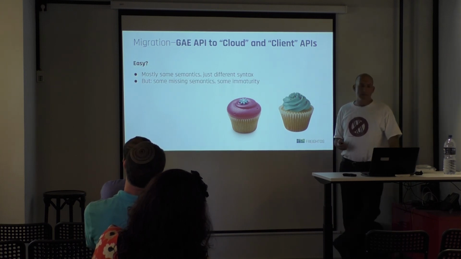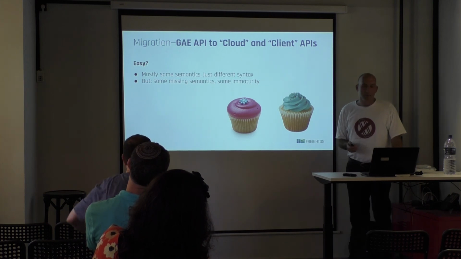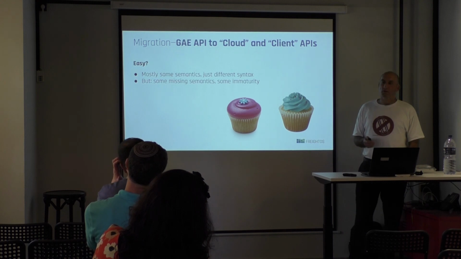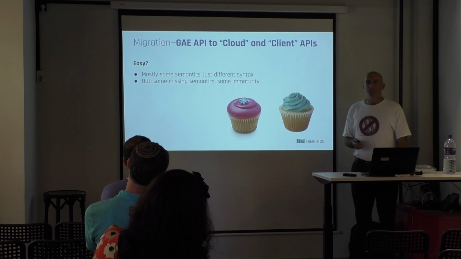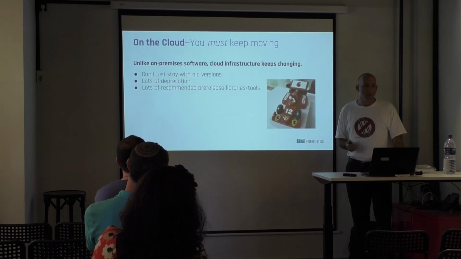Mostly, the new APIs have the same semantics, just a different syntax. So they do all the same things. If you're going to query an object from the data store, it's just the same behavior. Some semantics are missing. For example, if you want to count the entities, you have to code that yourself. And there's some immaturity, as I mentioned earlier. Some of the APIs are in alpha, some are generally available.